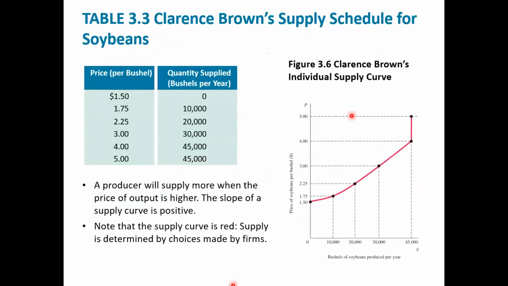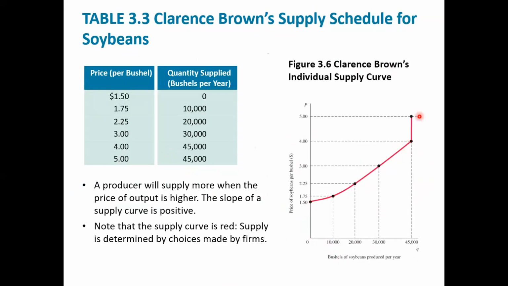So here is a supply curve. This is for Clarence Brown. I wonder if that's Charlie's cousin. Who knows? So at $1.50 per bushel, Farmer Brown chooses not to supply any soybeans. Oh, joy, soybeans, how wonderful. Well, there's something that's easy to grasp. At $1.75, Farmer Brown supplies 10,000. At $3, Farmer Brown does 30,000. At $4, Farmer Brown does 45,000.